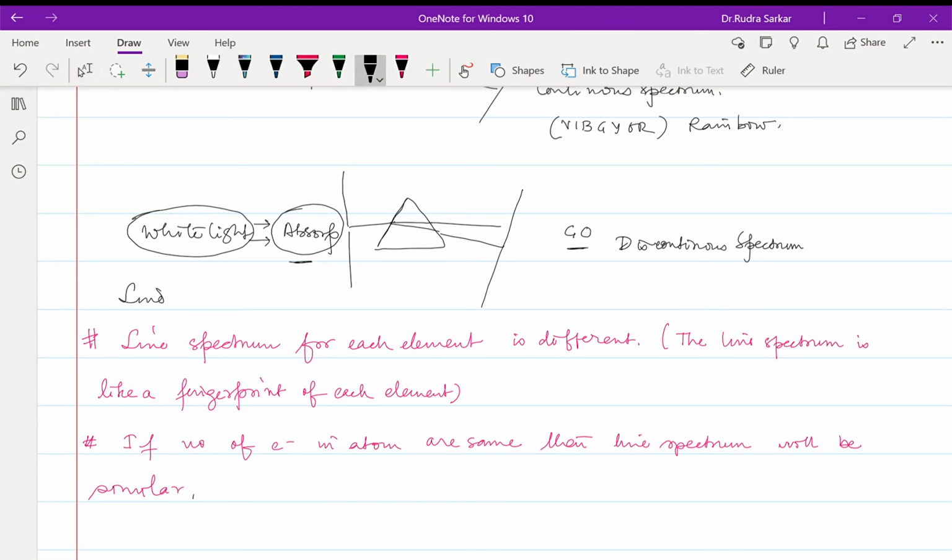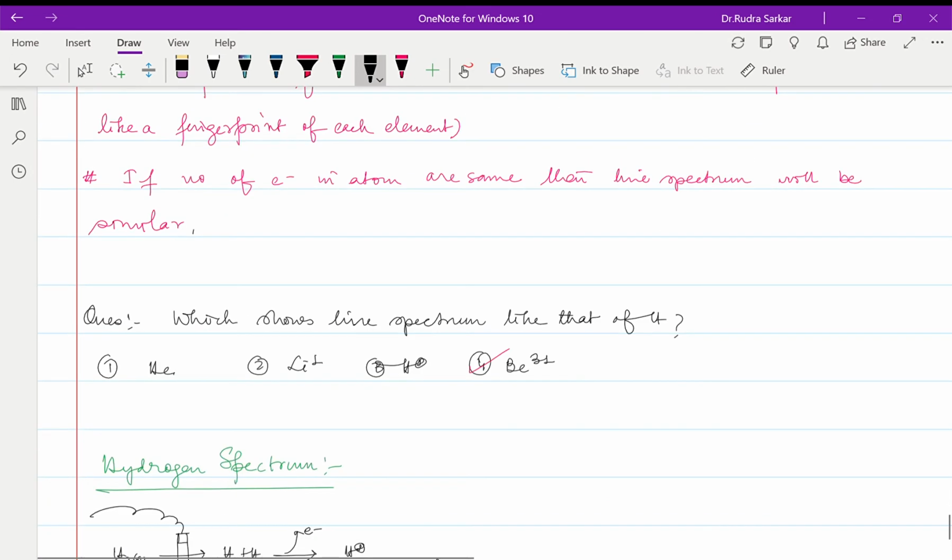Line spectrum is given when an atom is excited. That needs to be understood.